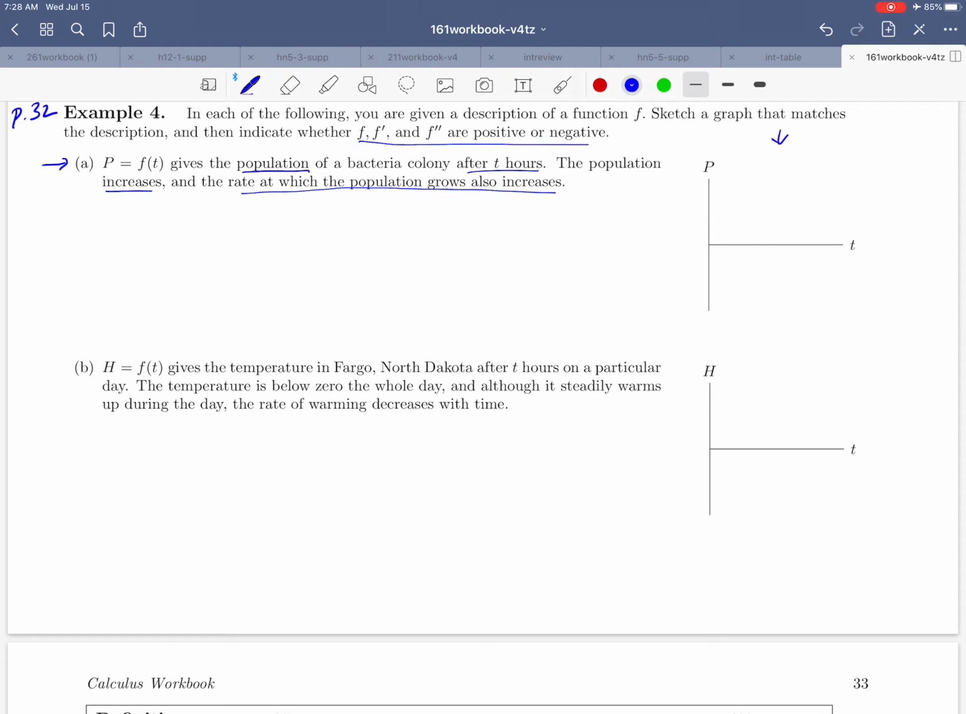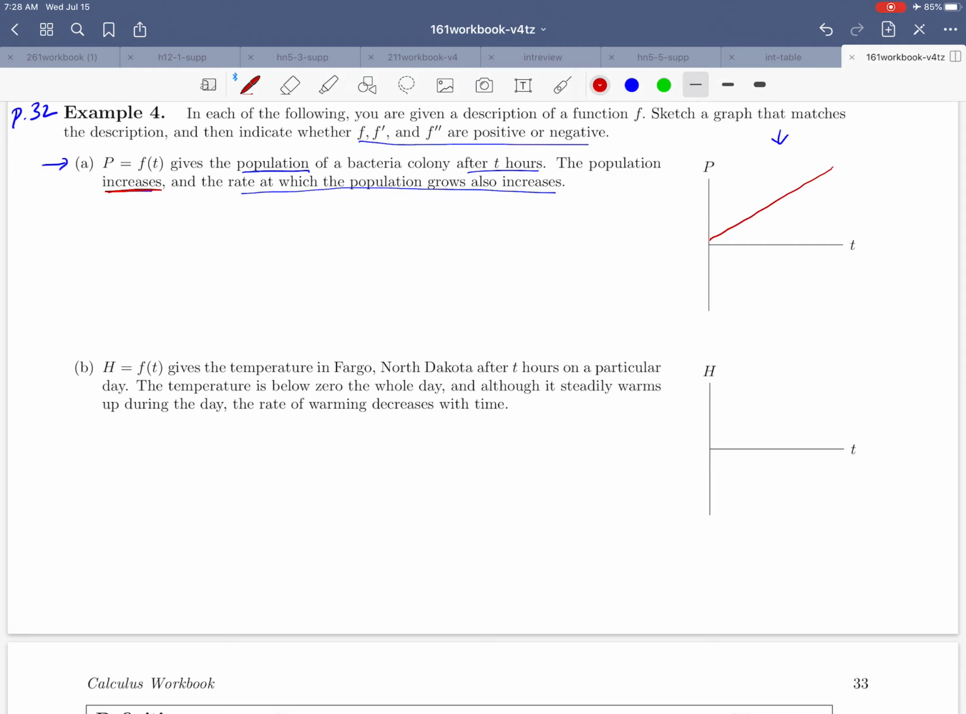So we've got axes already for us. So the first thing they tell us is that the population increases. Okay, so we know it's going to be going up, left to right, so we maybe draw something like that. Okay, what do you think about my first attempt? Would that be an accurate graph?